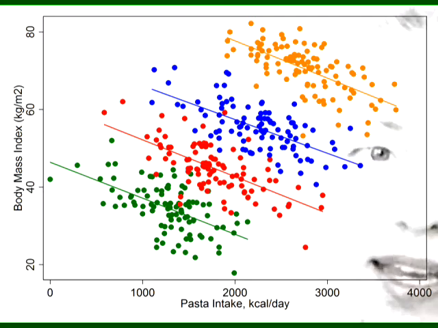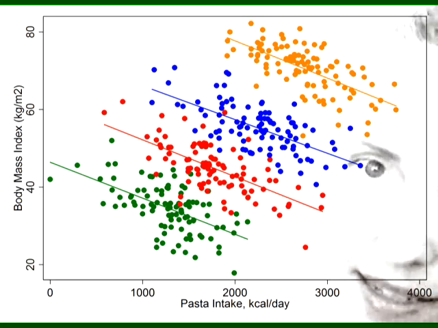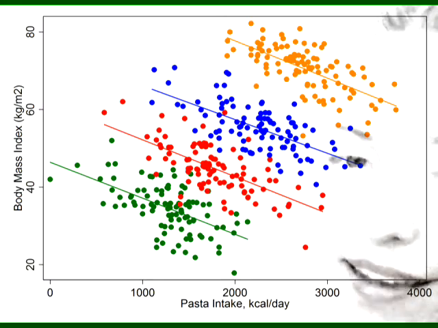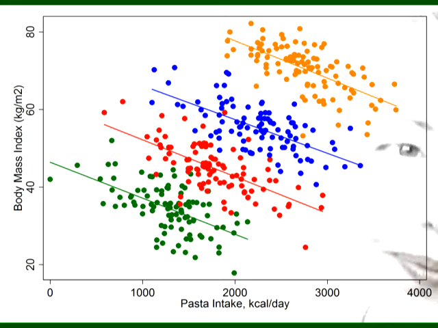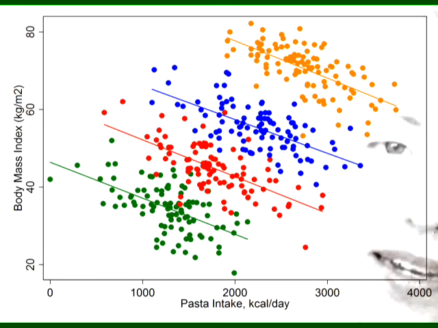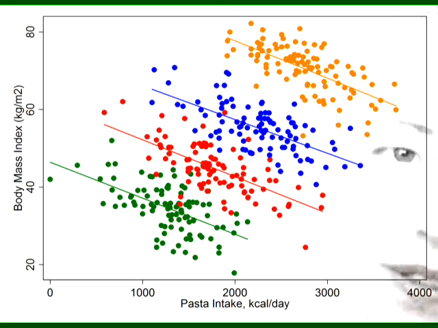other fields as well. So, what you see behind me is a chart describing body mass index as a function of how much pasta a person eats per day. And what's interesting about it is that if you look at a single color or subset of the data of these populations of people who eat pasta, you would conclude that eating more pasta every day will make you thinner because the line is sloping downwards.